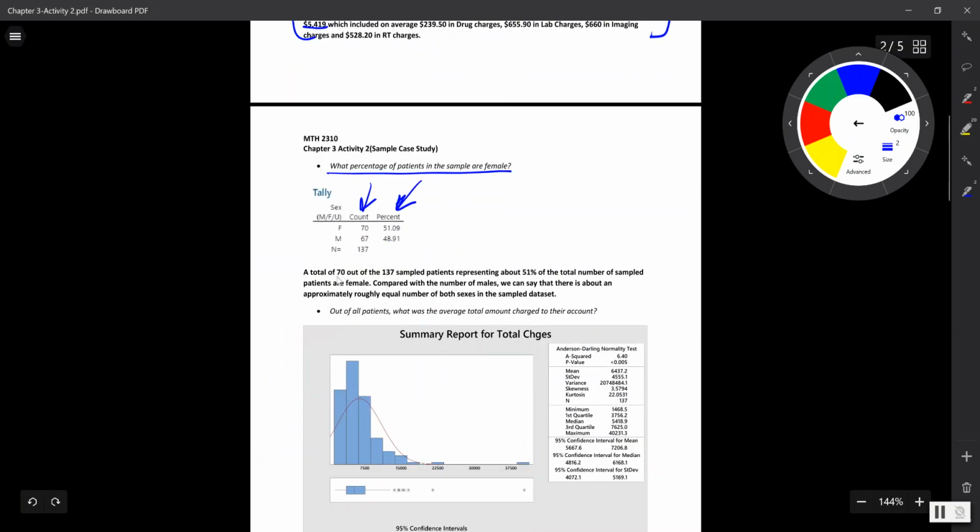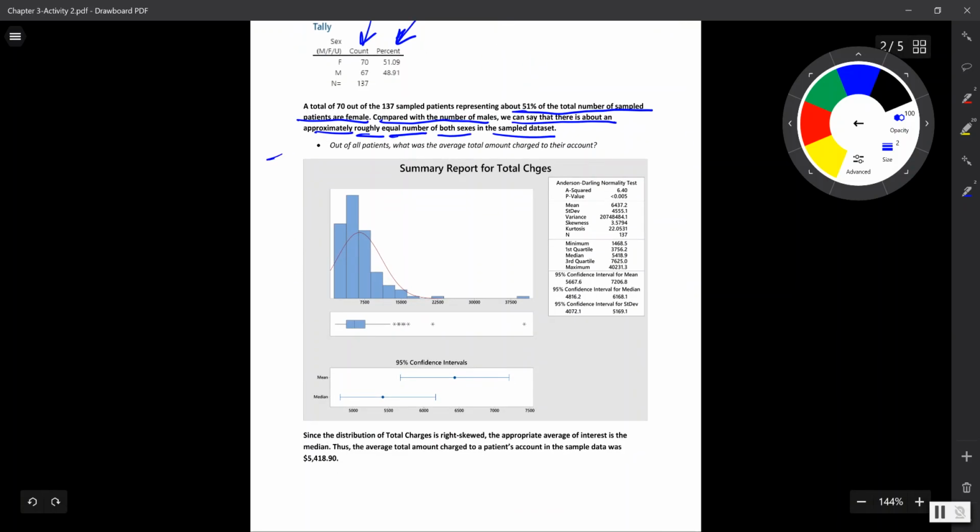So we have a total of 70 out of 137 sampled patients, which represents about 51% of the total number of sampled patients are female. And that answers that question. Compared to the number of males, we can say that there is approximately or roughly an equal number of both sexes in the sampled data set.